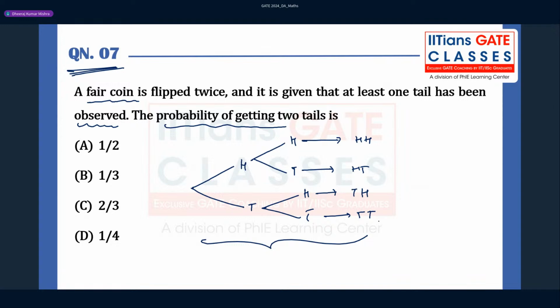Yes. So I believe you can see here the total number of favorable outcomes is 3, right? Total number of favorable outcomes is 3, and only one outcome is what you have to find out. The probability of getting exactly two tails is going to be 1 upon 3. So the answer for this question will be 1 by 3. Okay, directly you can find the answer, right?